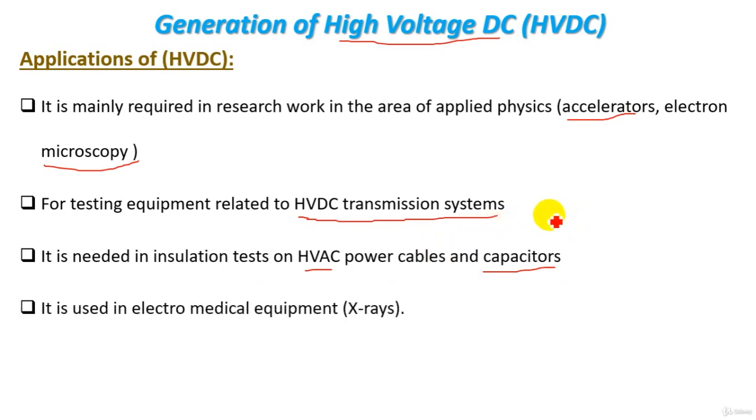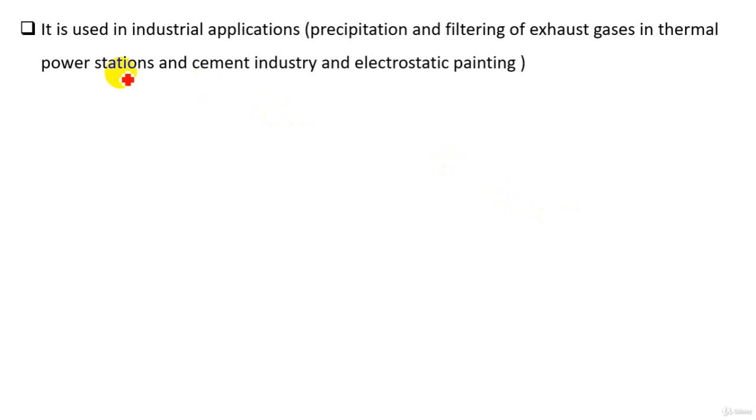Also, high voltage DC is used in electromedical equipment like X-ray generators. High voltage DC is also used in industrial applications like precipitation and filtering of exhaust gases in thermal power stations, and also in the cement industry, and also in electrostatic painting.